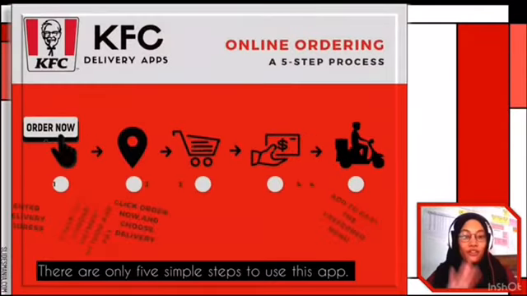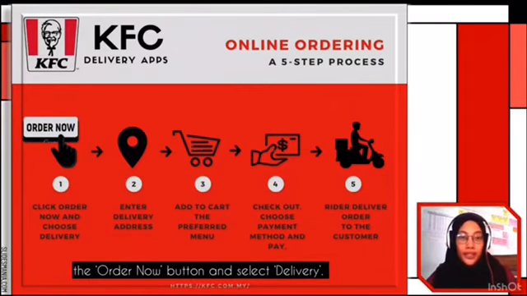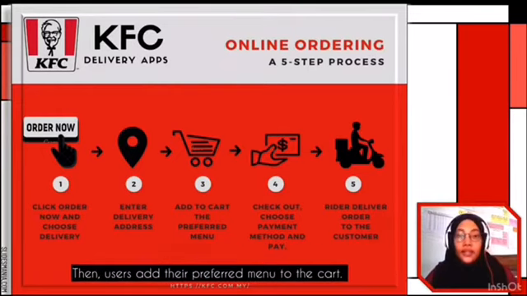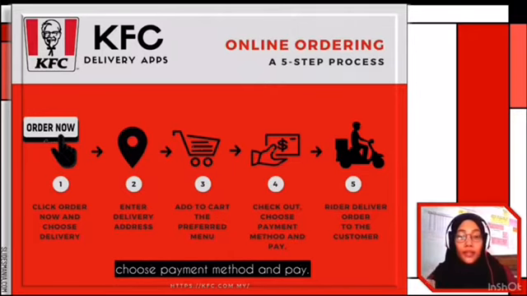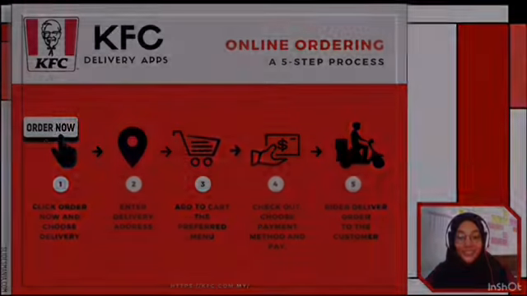There are only 5 simple steps to use this app. The first step is the user needs to click on the order now button and select delivery. Next, they can put in their delivery address. Then, users add their preferred menu to the cart. After that, the users just need to check out, choose a payment method and pay. Lastly, the KFC rider will deliver their order.